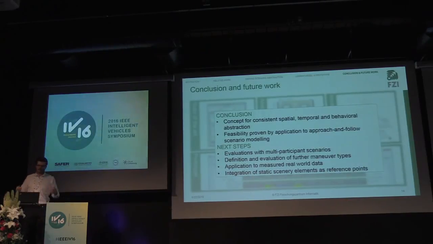In the next step, where we have to change the domain model again, is the integration of further static scenery elements as reference points. Right now, this only supports highway scenarios, but we definitely have to find a way to include, for example, intersections, traffic signs, and all these types of scenery elements that can happen in the real world.